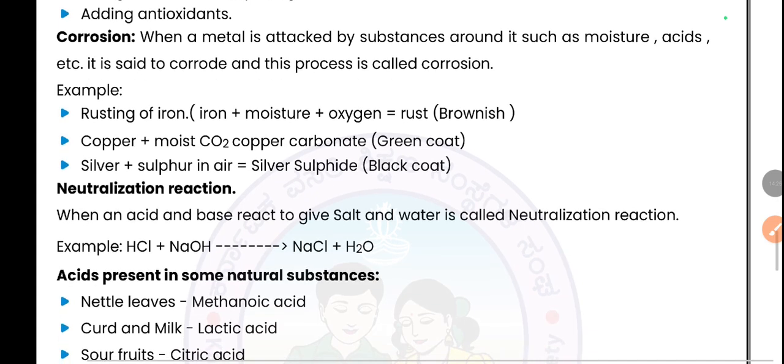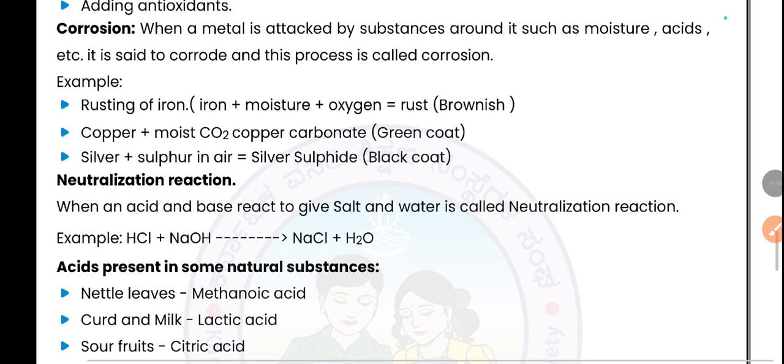antioxidants. Then corrosion: when a metal is attacked by a substance around it such as moisture, acid, etc., it is said to corrode and this process is called corrosion. Example, rusting of iron. Iron plus moisture plus oxygen gives rust, brownish in color. Copper plus moisture, carbon dioxide gives copper carbonate, a green coat. Silver plus sulfur in air gives silver sulfide, a black coat.